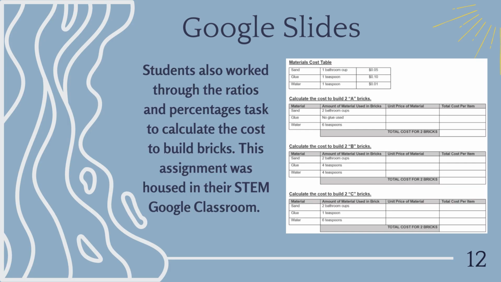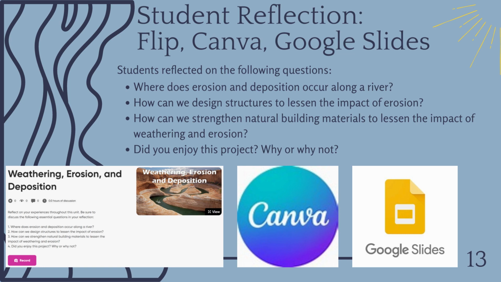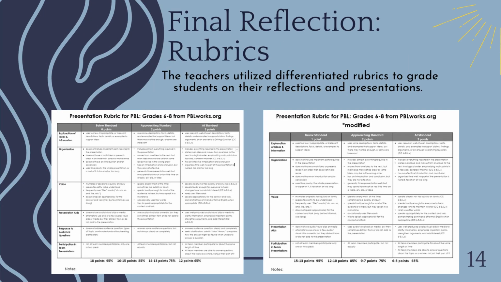Students also worked through the ratios and percentage tasks to calculate the cost to build bricks. This assignment was housed in their STEM Google Classroom. Finally, students had choice in their overall reflection of the unit. Students were able to use Flip, Canva, or Google Slides. The teachers utilized differentiated rubrics to grade students on their reflections and presentations based on the formative assessment at the beginning of the unit.